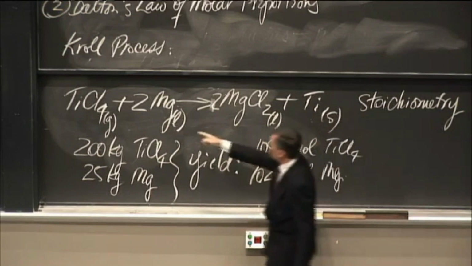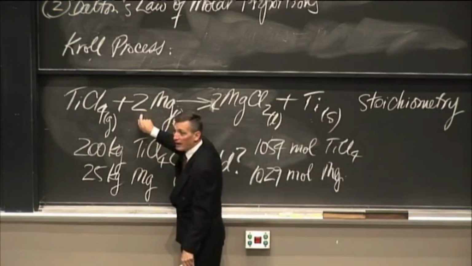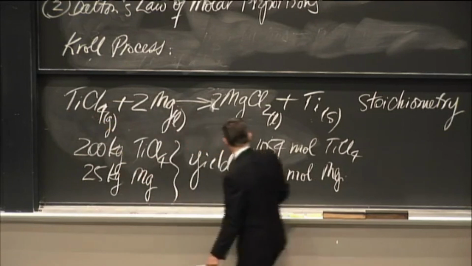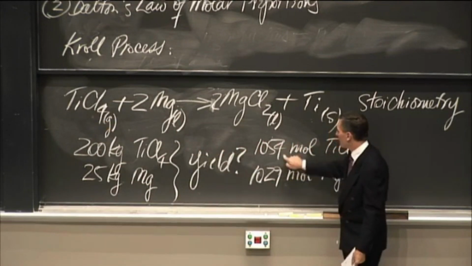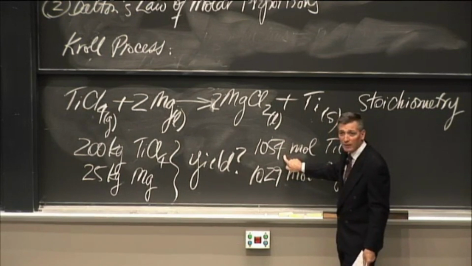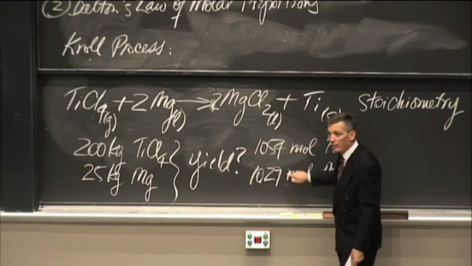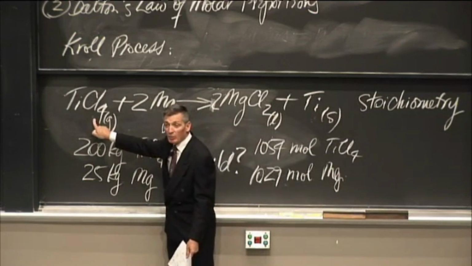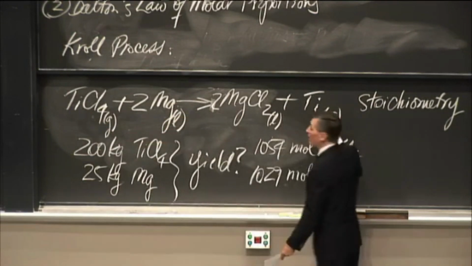Well, this equation says I need 2 times the amount of titanium tetrachloride. Well, it's obvious to the naked eye, 1029 isn't 2 times 1054. So I've got a problem here. I'm not going to get as much titanium as I put in titanium chloride. This yield is going to be restricted.